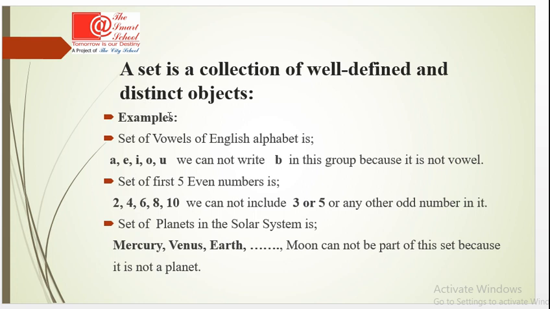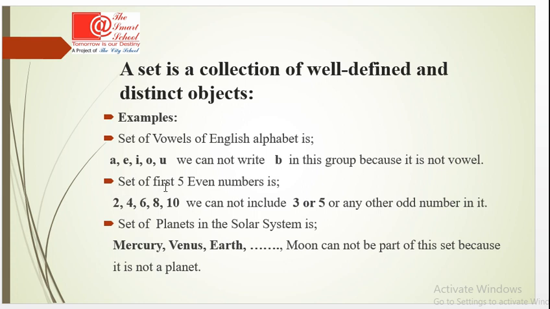Now, examples: the set of vowels of the English alphabet. As I told you, in objects of a set we may include letters. So here we are talking about letters. So A, E, I, O, U are the set of vowels, and we cannot write B in this group because it is not a vowel.